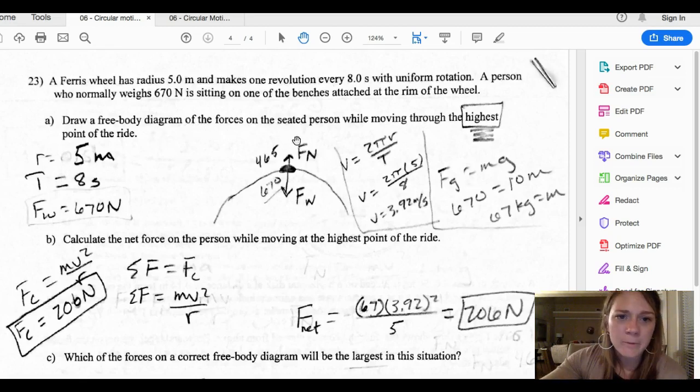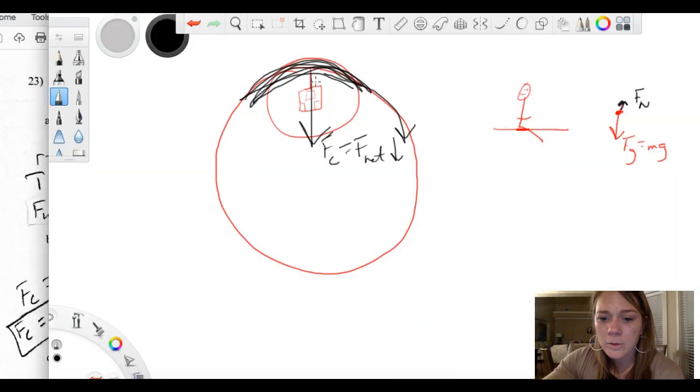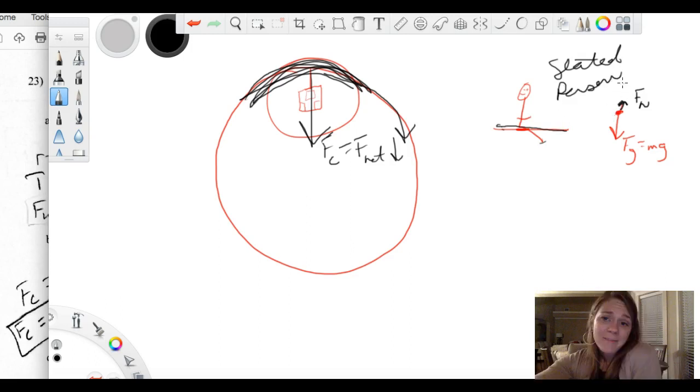Draw a free body diagram of the forces on the seated person while moving through the highest point of the ride. So we are at the highest point of the ride here. We looked at the macro view, we looked at the micro view, and on the seated person, the ride does not have to push up. The seat does not have to push up on him with his full weight force at the top, because gravity is already going to be pulling him down towards the center of that circle.